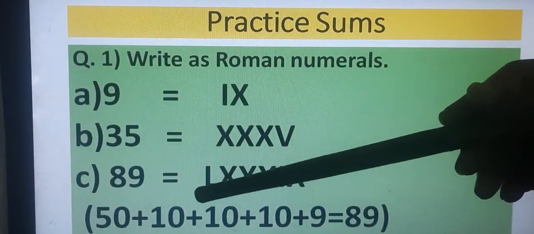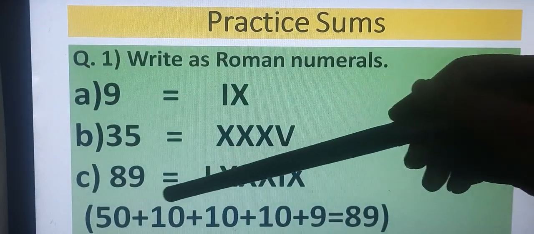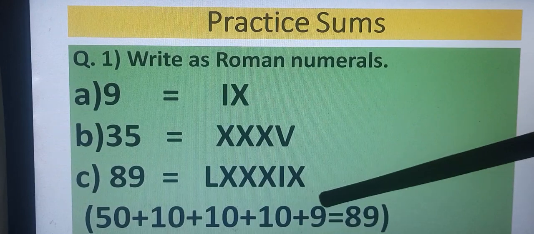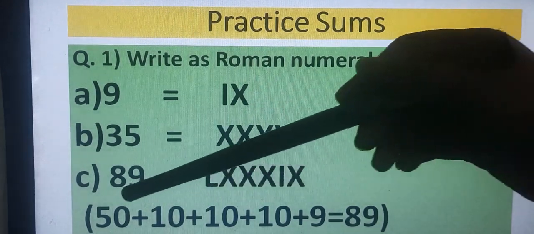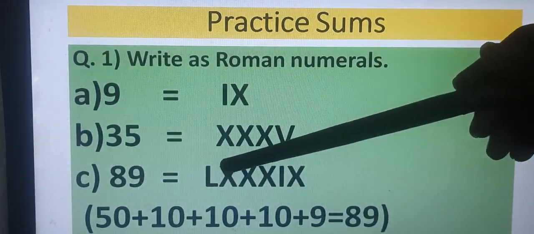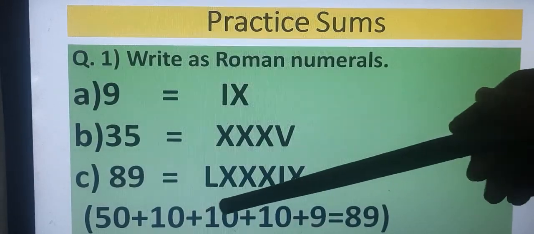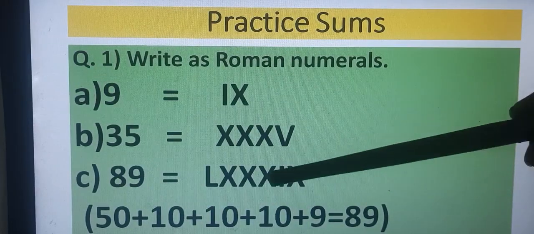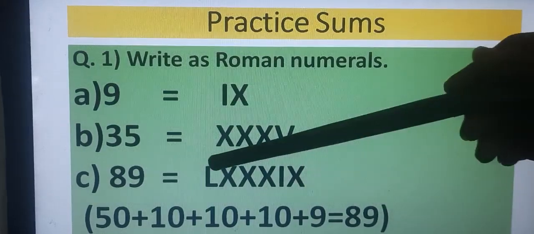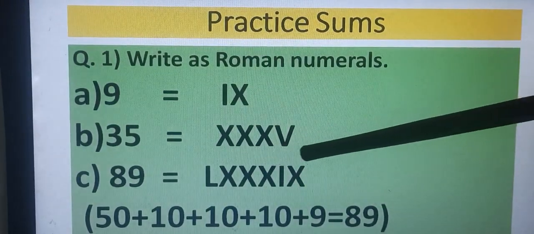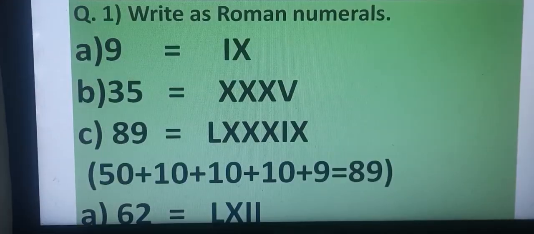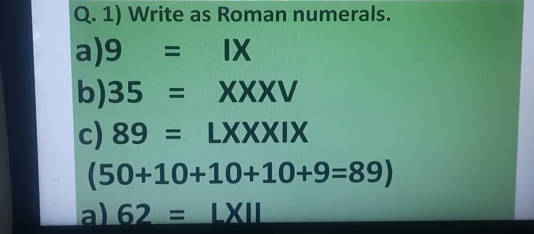89. 89 is 50 plus 10 plus 10 plus 10, till here it is 80, plus 9. 50 is L. We know this. L, then X, X, X. And 9, IX. So, L, X, X, X, I, X. Got it? You have to apply the rules very, very carefully.